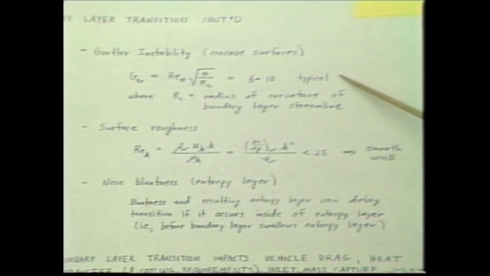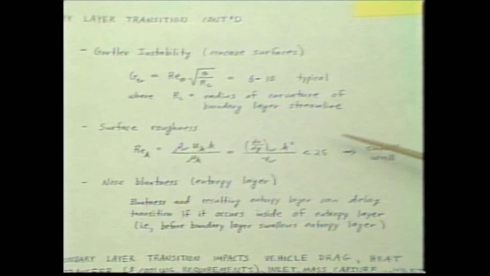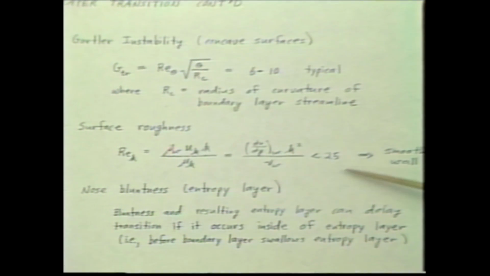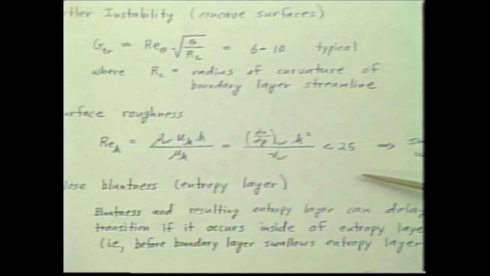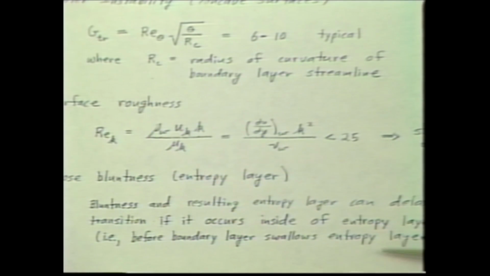points. Another form of instability is due to concave surfaces. It's called a Gortler instability. It's really driven by the radius of curvature. Surface roughness is another contributor to transition. Typically, it's a function of the roughness, and if it's less than a certain value, it'll be smooth. Nose bluntness can contribute to transition and actually have favorable benefits and delay transition of a boundary layer.